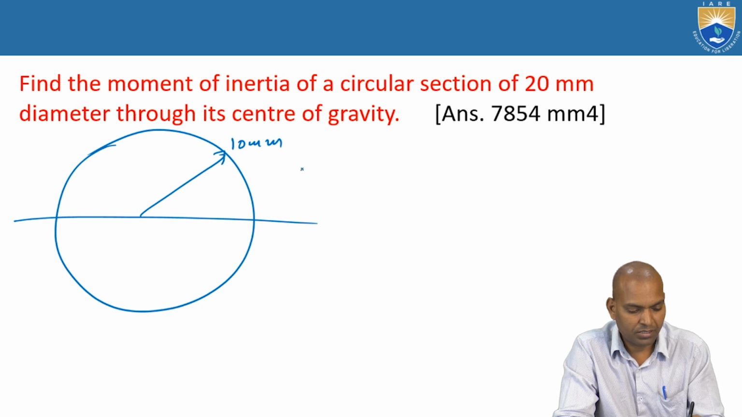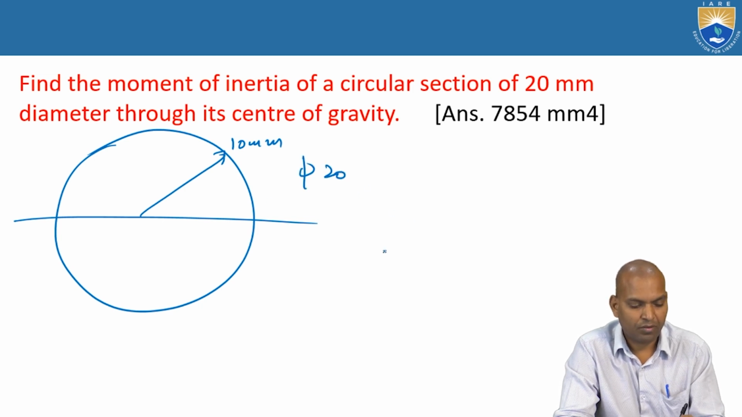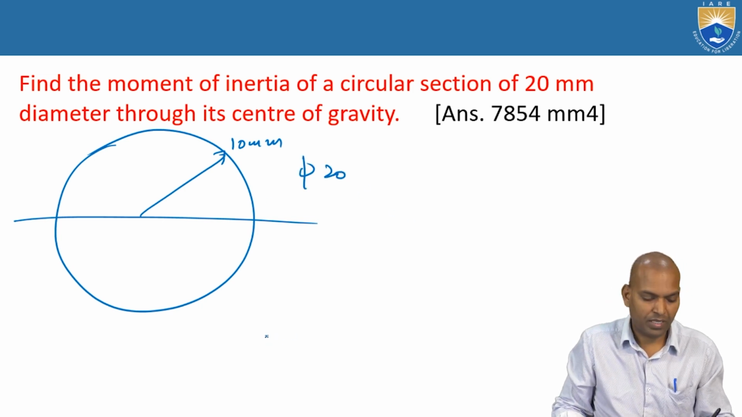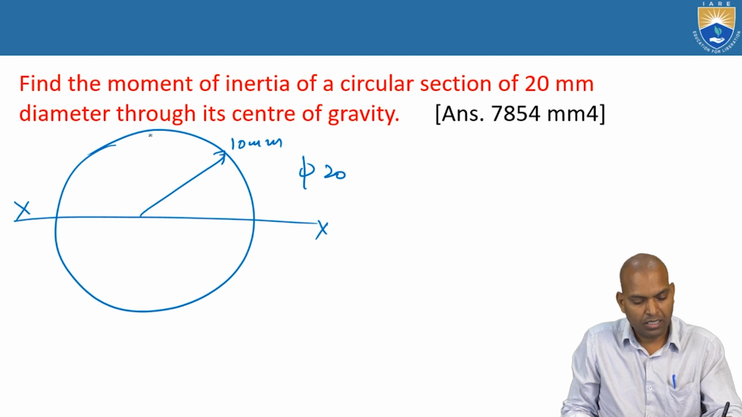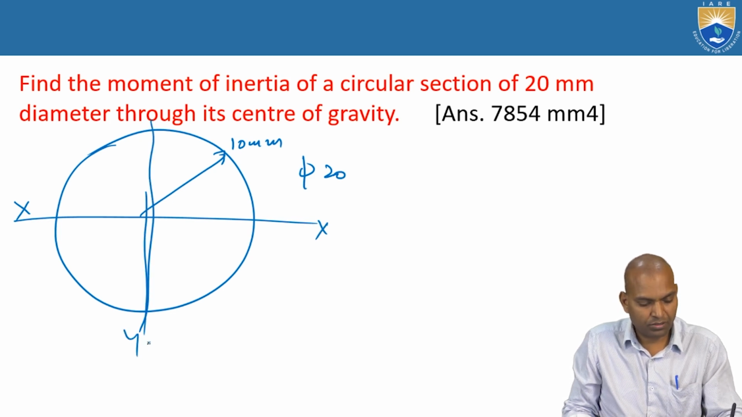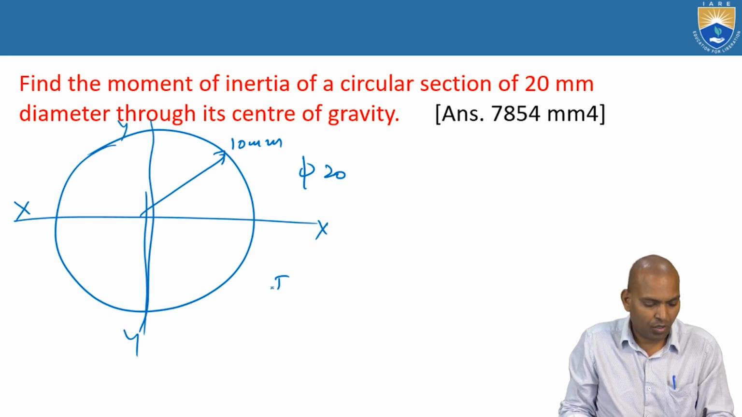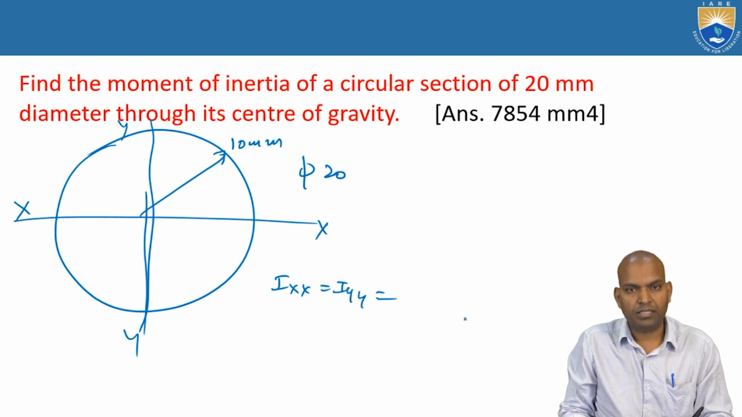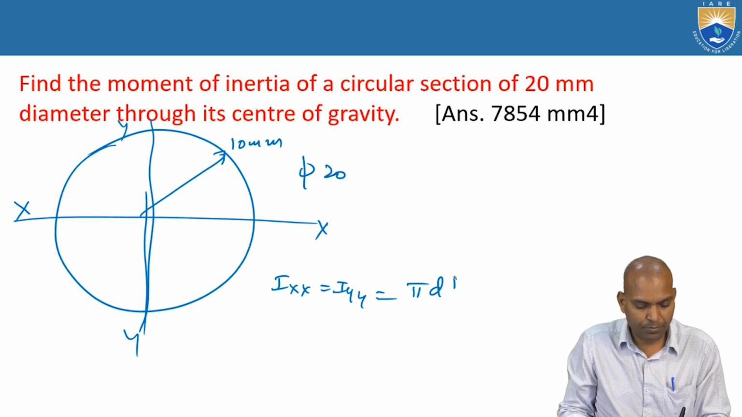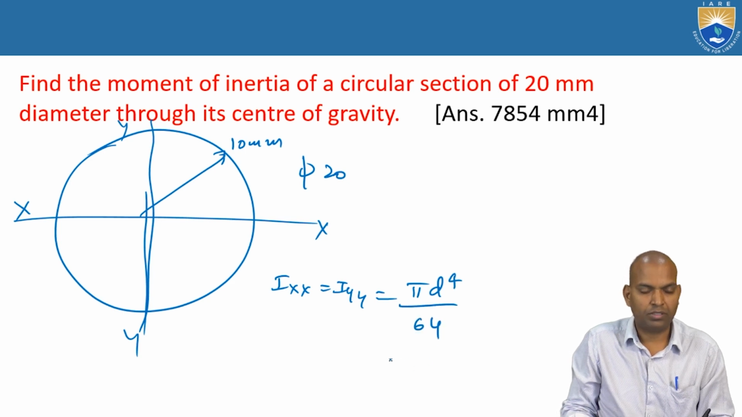Our diameter is 25, through its center of gravity. For a solid circular section, the axes XX and YY both pass through the center of gravity. Now IXX equals IYY, which in terms of diameter is pi d power 4 by 64.